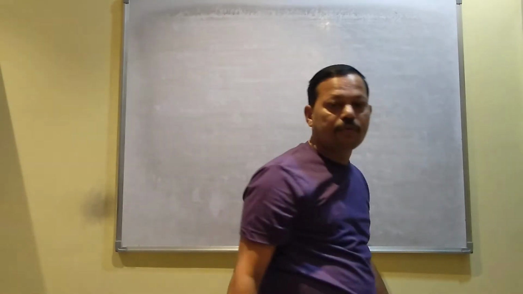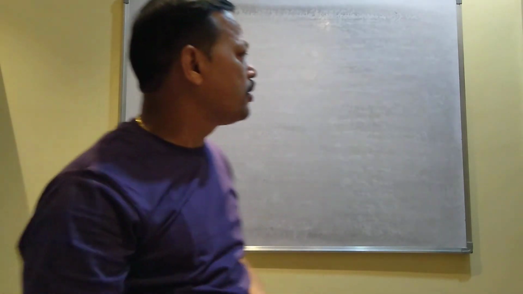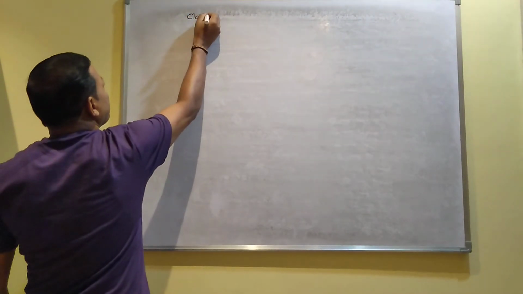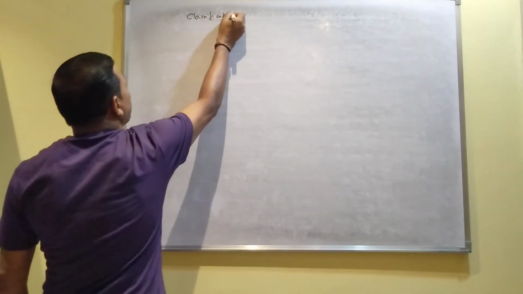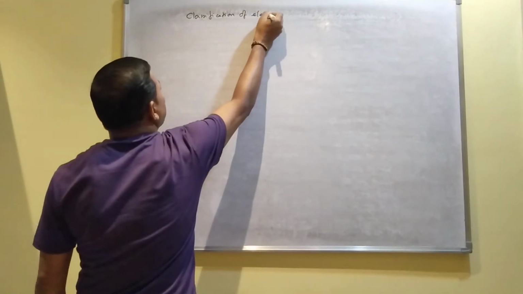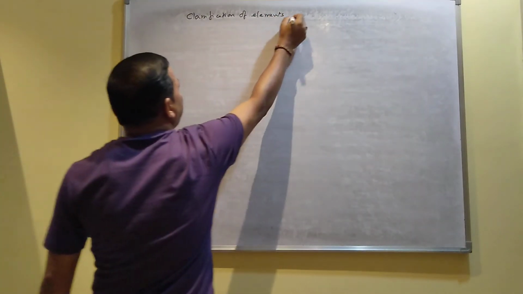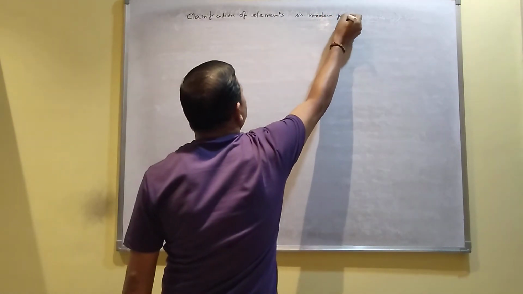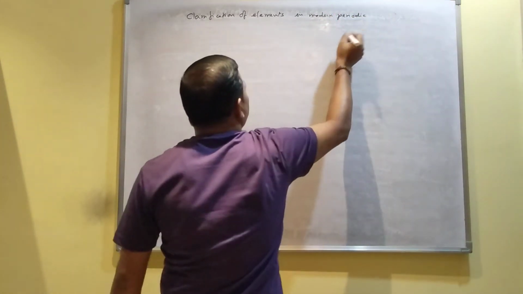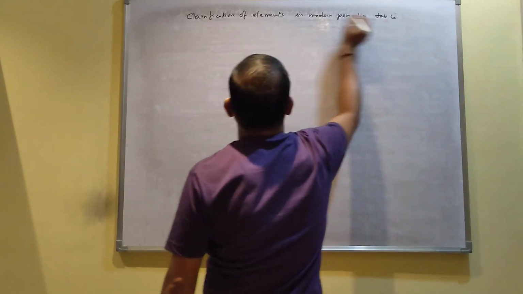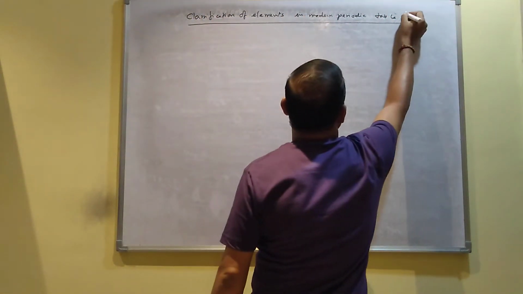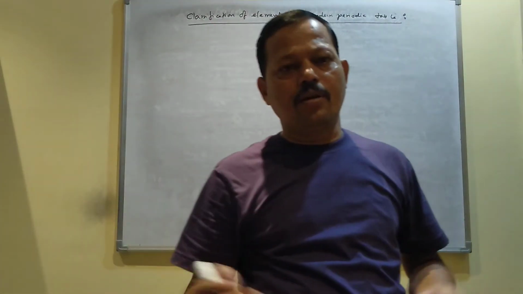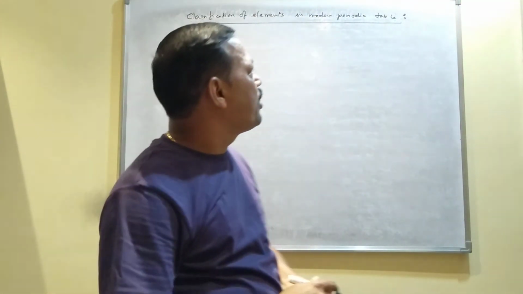Now the main part will start from this chapter, classification of elements in modern periodic table. When you study this chapter, open the periodic table, then it will be easier to understand this topic.